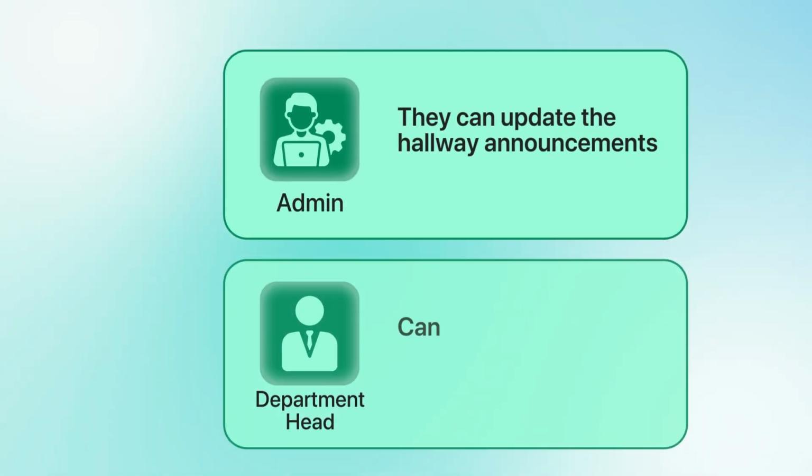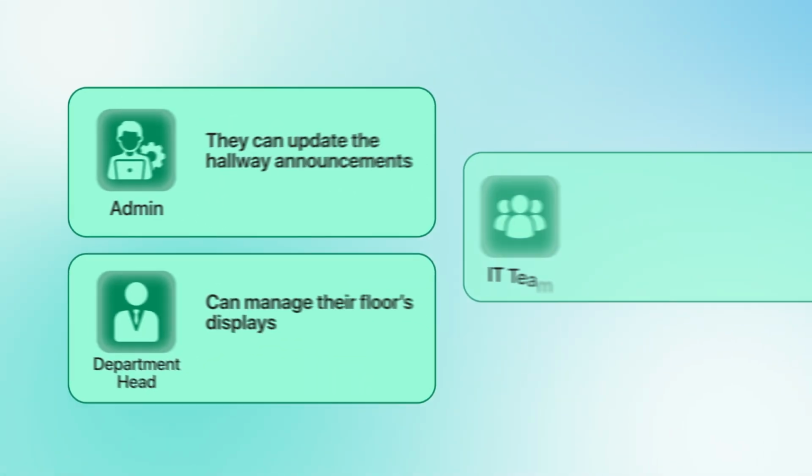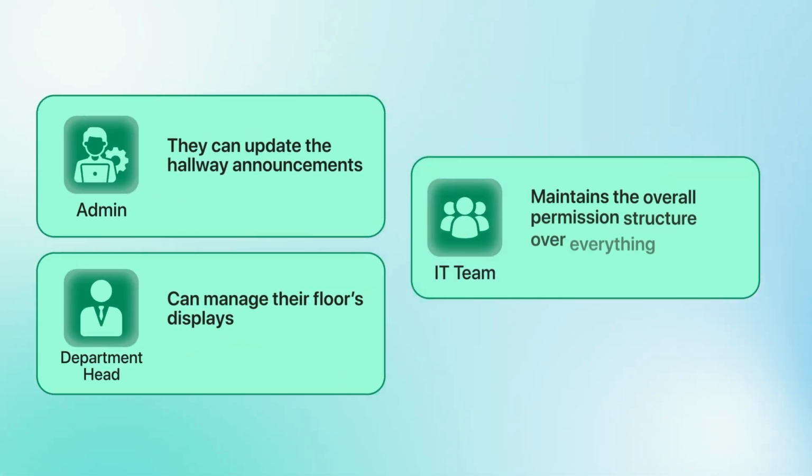A department head can manage their floor's displays, while IT maintains the overall permission structure over everything. This is because content stays relevant when people closest to that information are responsible for keeping it updated, rather than everything routing back to the IT team. And scheduling is what keeps the content running without constant upkeep.